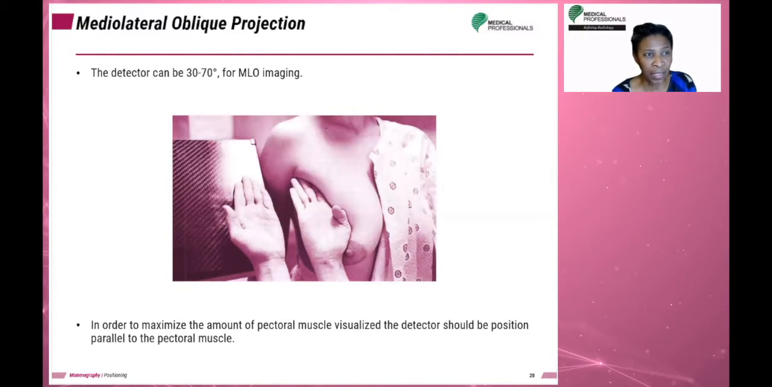The detector angle. I know a lot of techs like 45 degrees. 45 degrees is actually telling your patient that they need to do some form of gymnastics and fit in the unit versus readjusting the unit to the patient's body type. So you look at the patient's pectoral muscle, and to maximize visualization of that muscle, you're now going to angle the detector to match the angle of the patient's pectoral muscle.